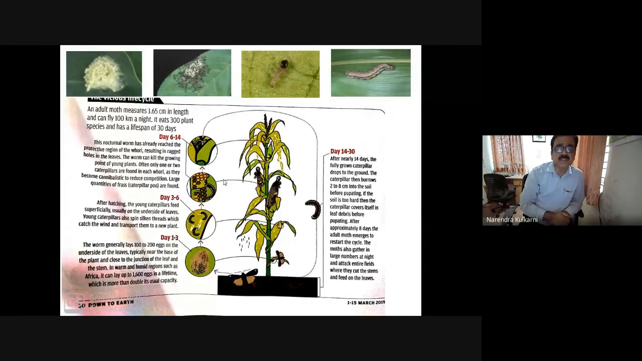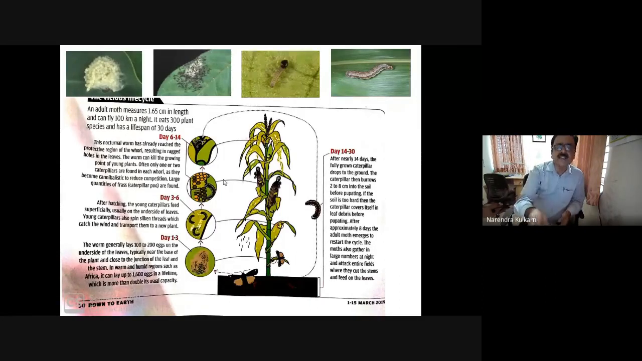It ranges from even 300 to 500 also. So when these eggs hatch and convert into the first instar larvae, they start scraping these leaves. And as these insects grow through the first instar, second instar, third instar, fourth instar, they slowly keep on moving to the upper direction on the maize plant.